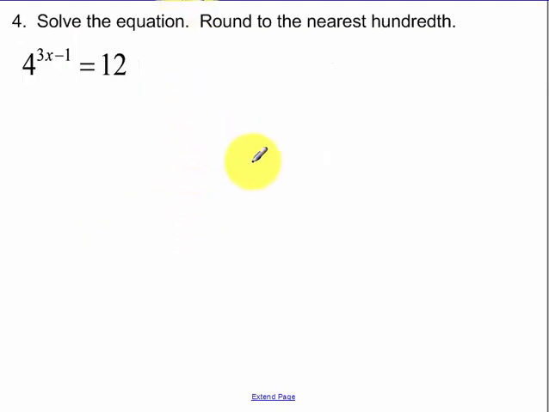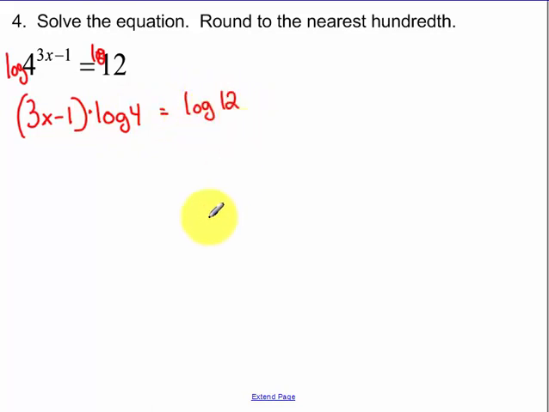Okay, again, we found logarithms so that we could solve for exponents. I cannot write 4 or 12 in the same base. That's the first thing you want to check. Check and see if you can write them in the same base. I cannot write them in the same base, so therefore we log both sides. Remember, when I log both sides, that allows me to bring down this exponent and put it in front. So I have 3x minus 1 times the log of 4 is equal to the log of 12.